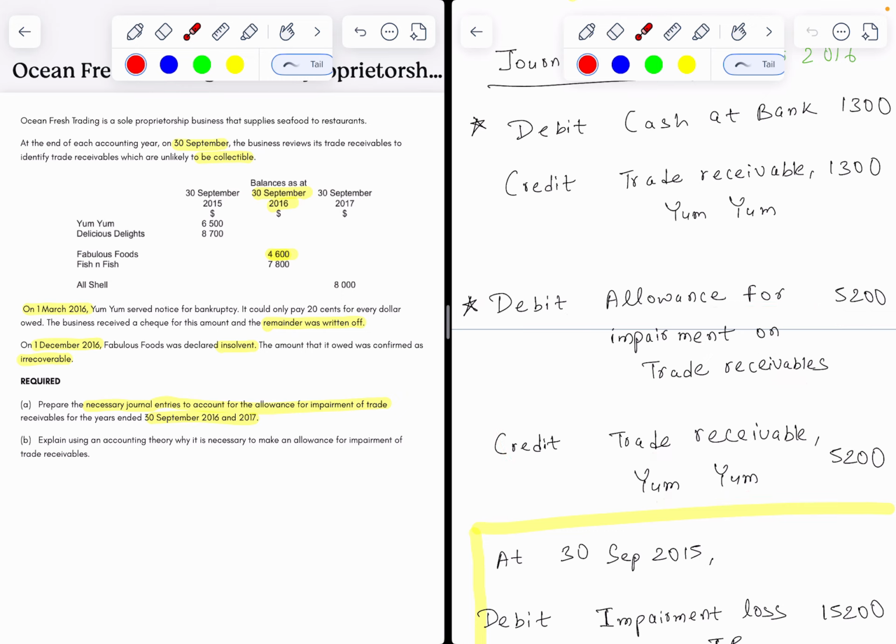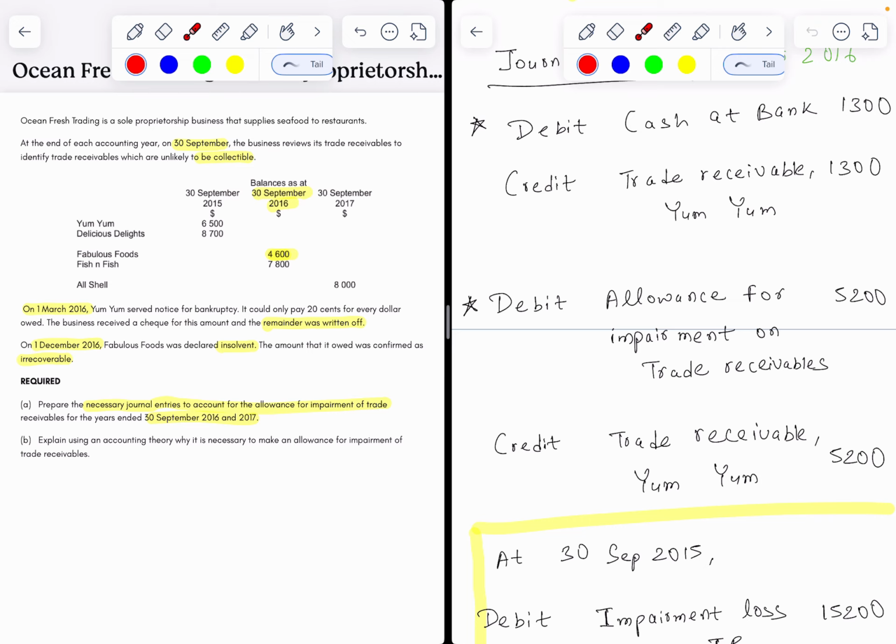Now, let's have a discussion on allowance for impairment on trade receivables, which, as we understand, is a contra asset account. But what is the meaning of a contra asset account? A contra asset account is an account that records all the reduction for a relevant asset account, and the relevant asset account in this case is the trade receivables account, who are the credit customers of the business.